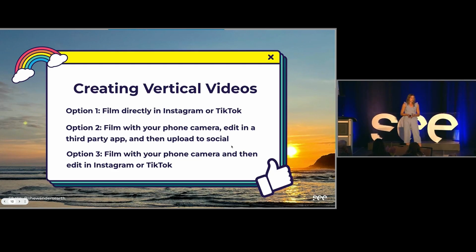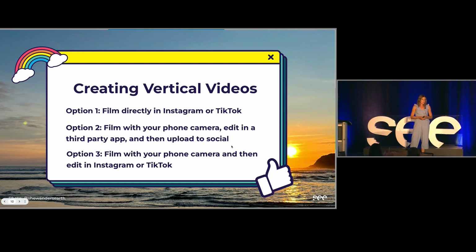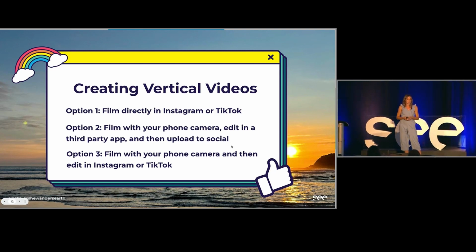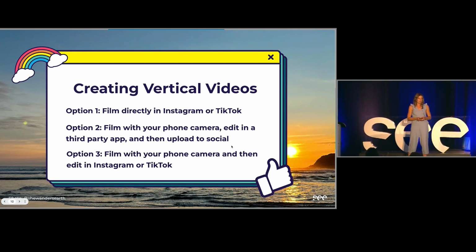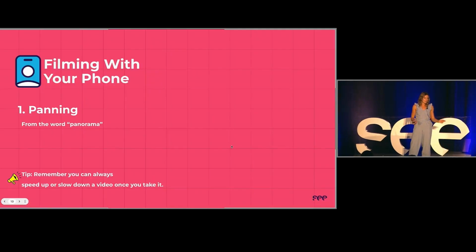Option 2 is to film with your phone camera and then edit in a third-party app such as Canva or CapCut and then upload to social. Option 3 is going to be filming with your phone camera and then editing in Instagram or TikTok, which is what we're going to do today.